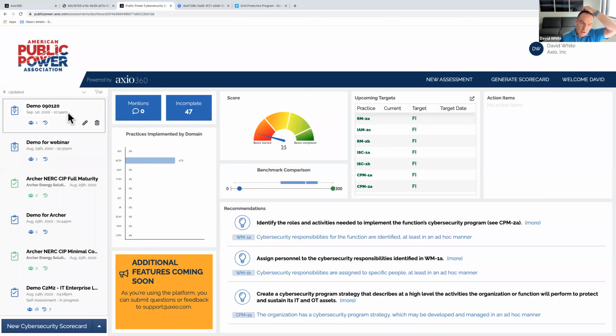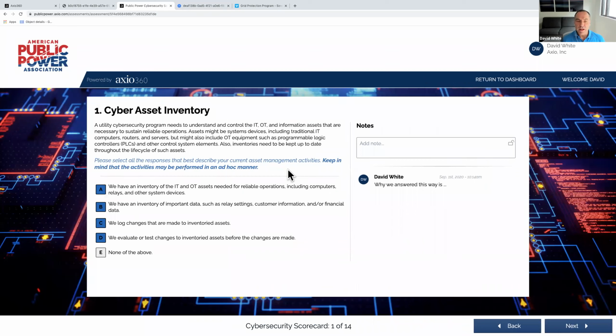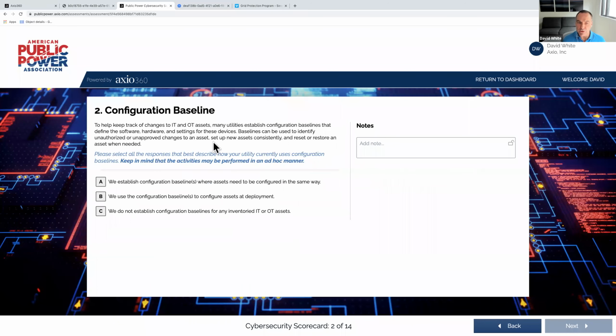And with that, remember you can click on the assessment name to get back into it. Because we haven't completed the 14 questions, we pop right back into the wizard mode, and we're on the question that we had open when I ended the earlier overview. So the second question here is on configuration baselines. For this part of the deep dive, I'm going to quickly run through the 14 questions so that you get a sense of how the questions are structured and what the questions cover.